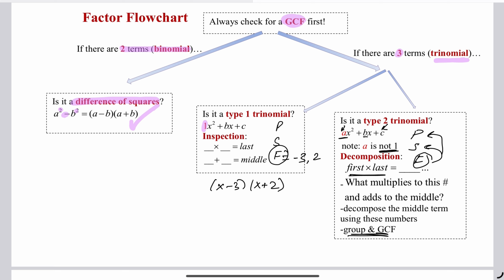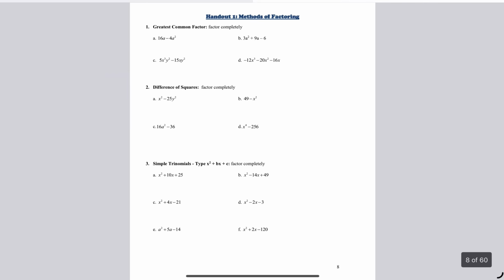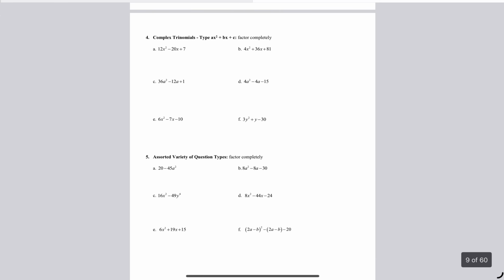That's it for today. And you have a handout to work on. Try these questions, and then the solutions are given here.